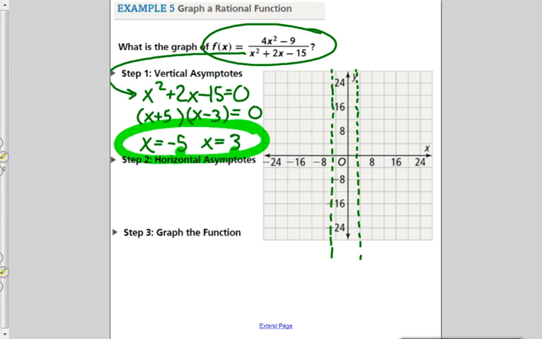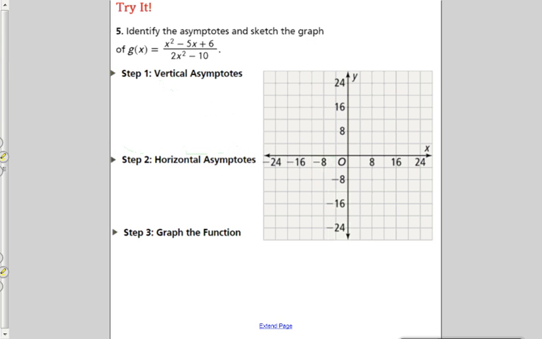So that's it for the examples. Hope you understand how to find vertical asymptotes. You have to do step 1 for try it 5, and you'll be done.